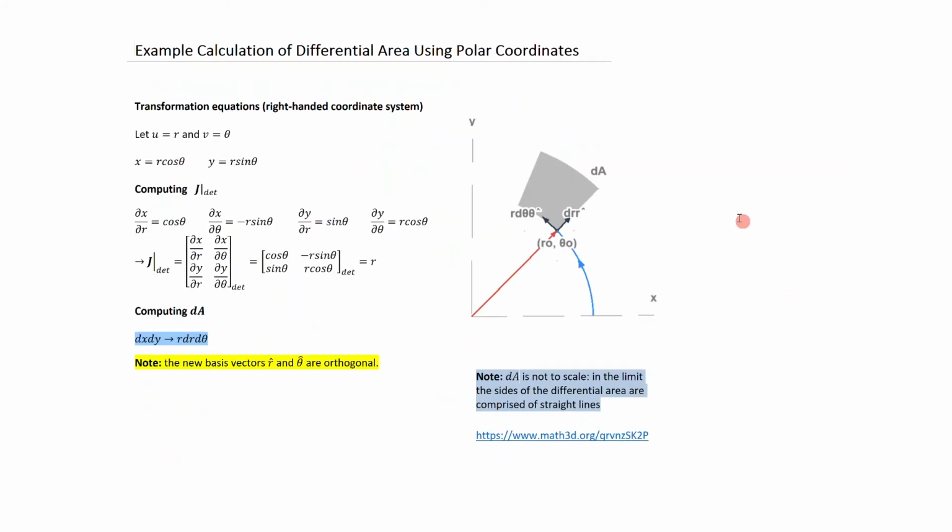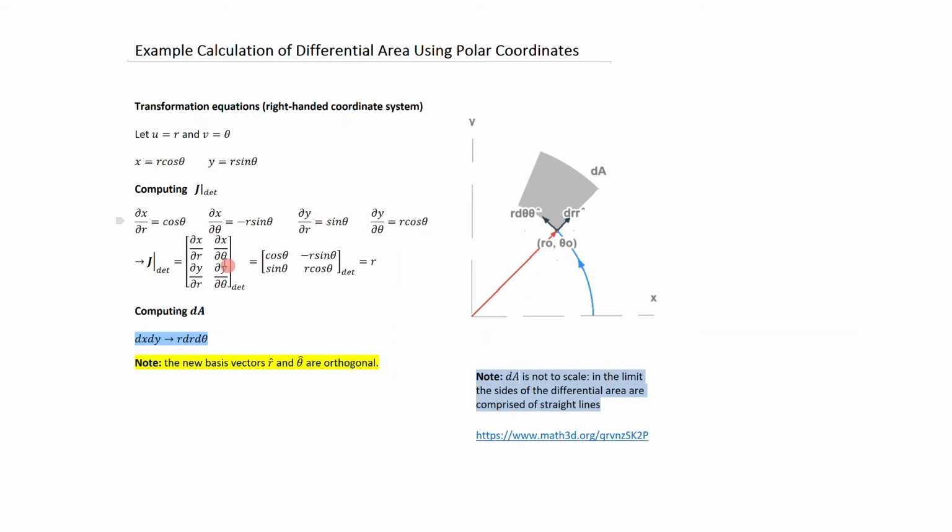All right, so let's do an example calculation using polar coordinates. Let u equal r, v equal theta, x equal r cos theta, y equal r sin theta. Compute the determinant of the Jacobian matrix. So first, let's get the partial derivatives of all the combinations, dx/dr, dx/dtheta, dy/dr, and dy/dtheta, and put them in the appropriate elements in the 2x2 matrix. So this is the Jacobian matrix.